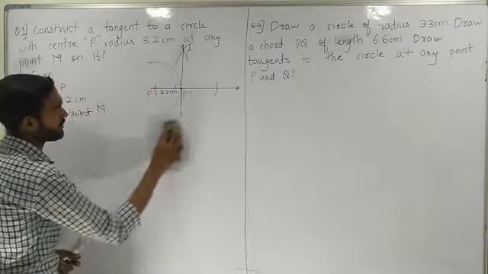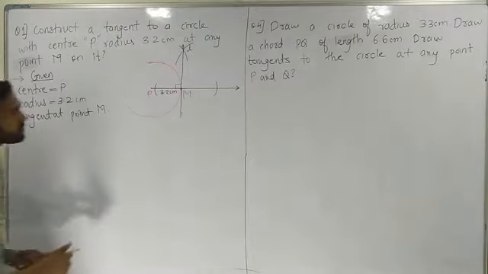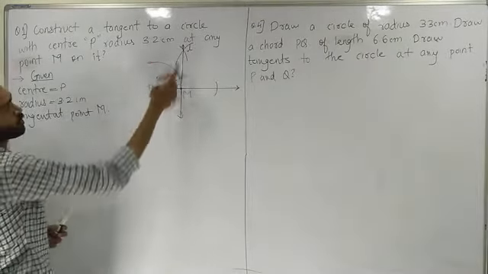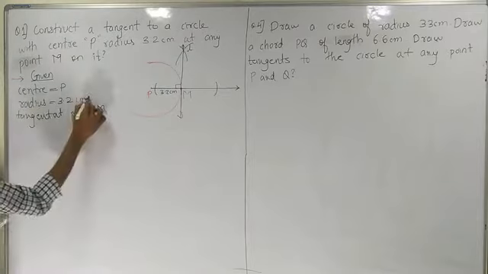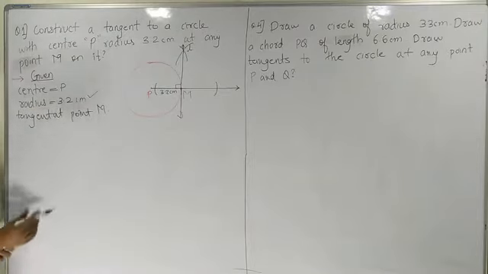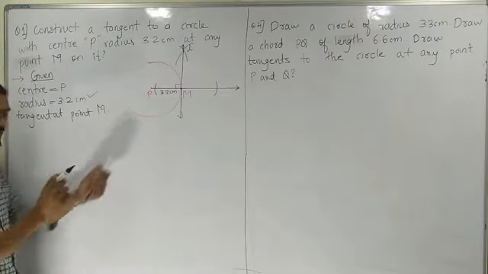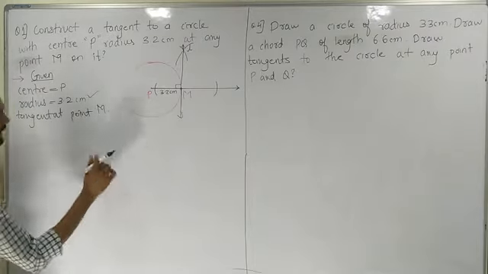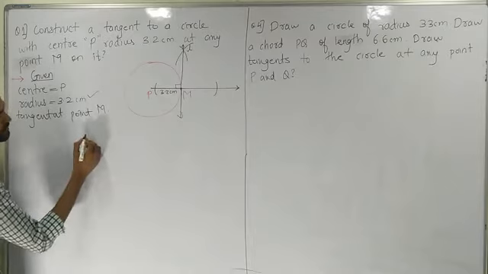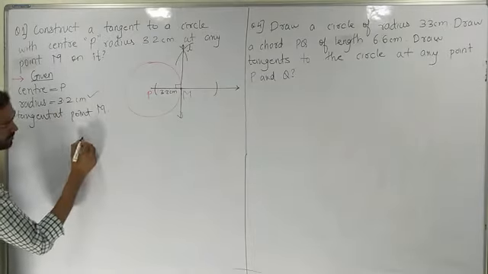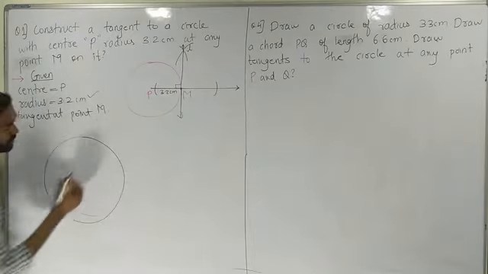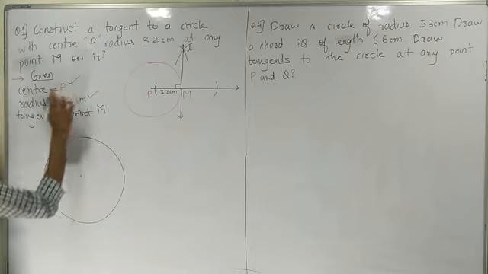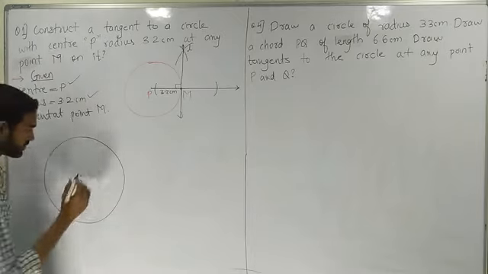This was my rough diagram. Okay? So what was the first step? First I need to draw this circle. Circle of radius 3.2 centimeter. So what I'll do? I will take distance 3.2 centimeter in my rounder. I will draw a circle of 3.2 centimeter with proper measurement. I'll name the center. What is center name? P. So I'm writing here P.